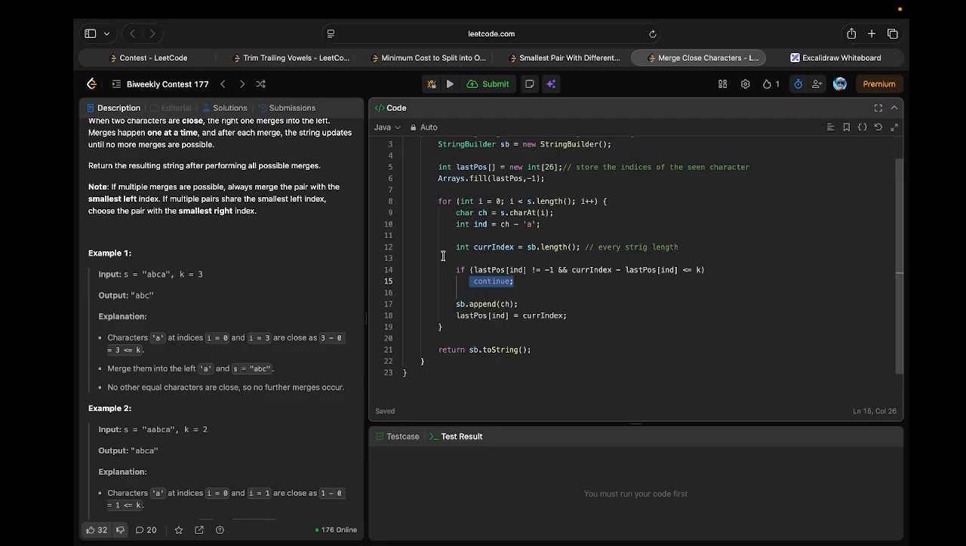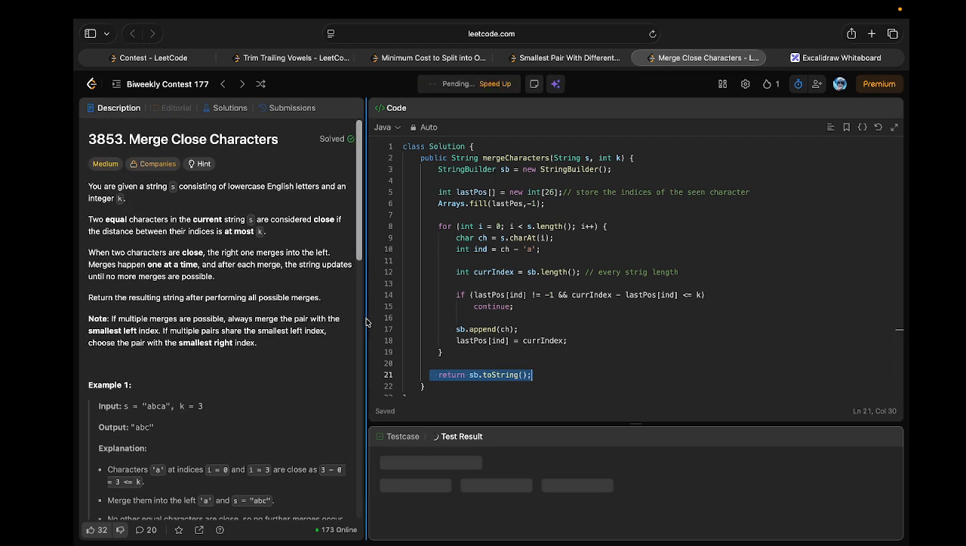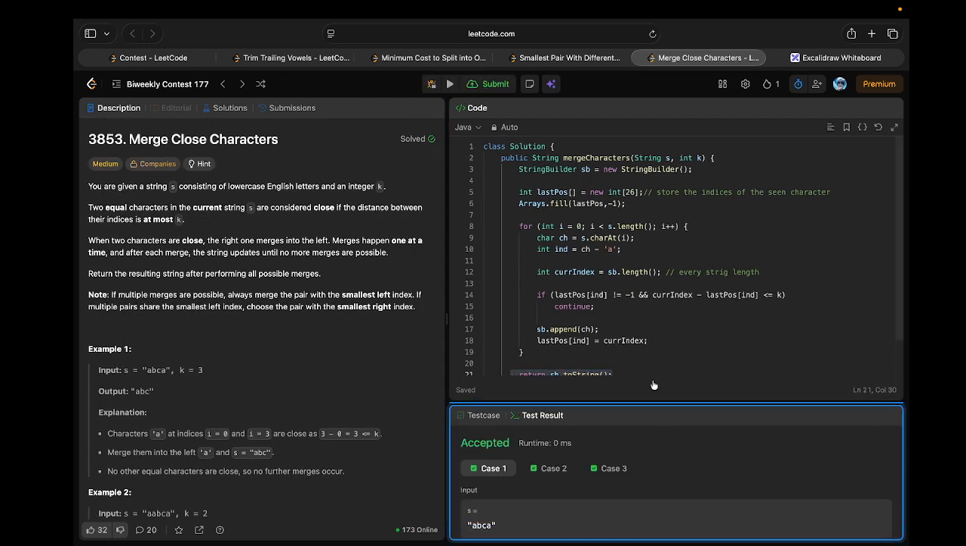And if it doesn't satisfy the case, then I simply add it into my answer and update my indices, right? Because we are moving from left to right, there may be a possibility that the character we took the first time may not satisfy the condition further on, but some character in the middle does. That's why we update it every time, and then we simply return the result. If you run the code, it satisfies all the cases, right?